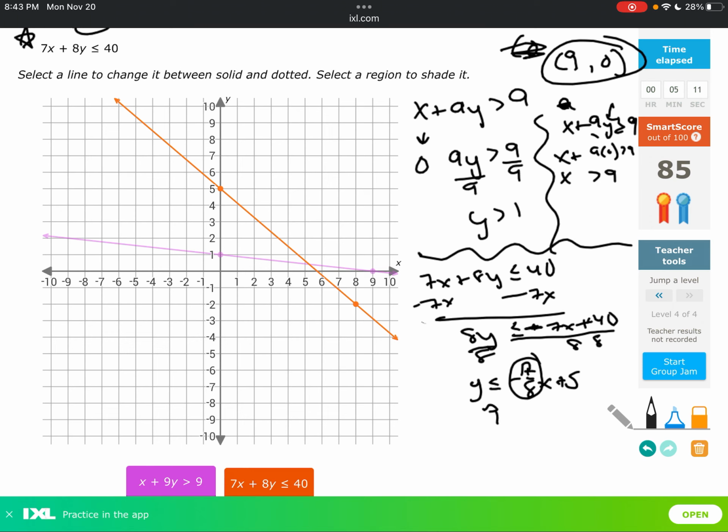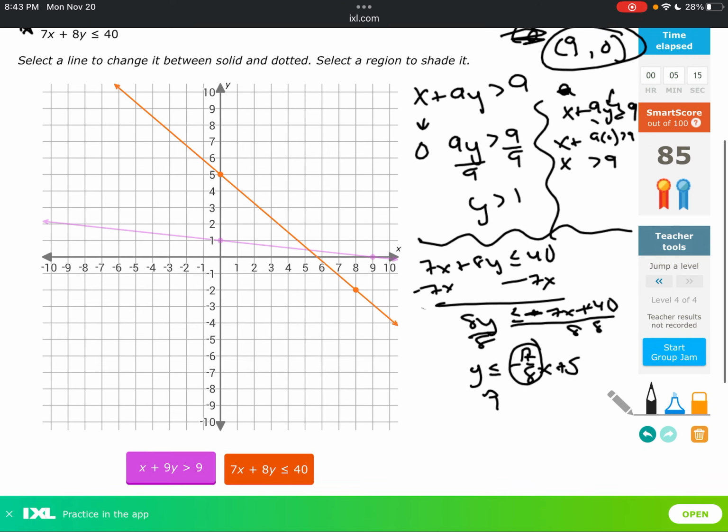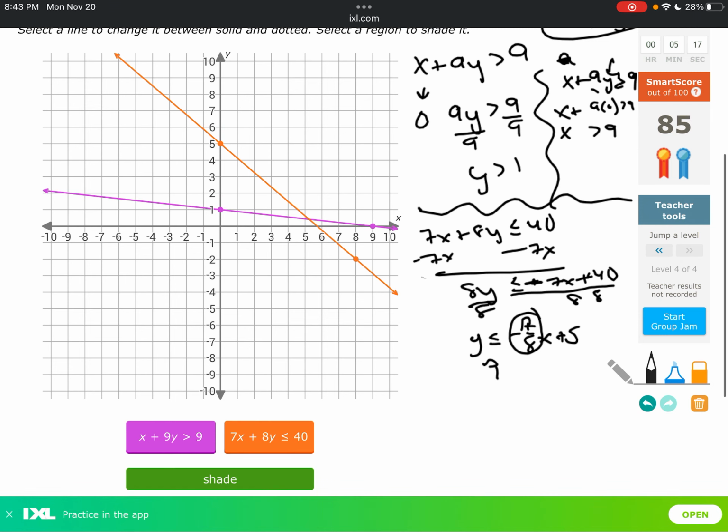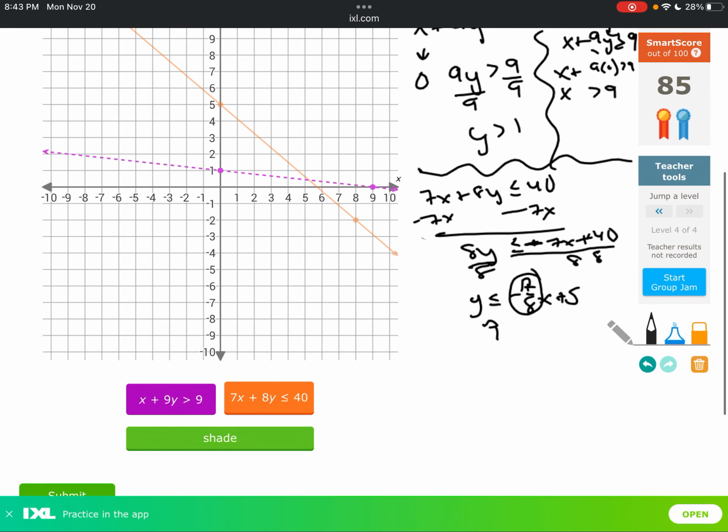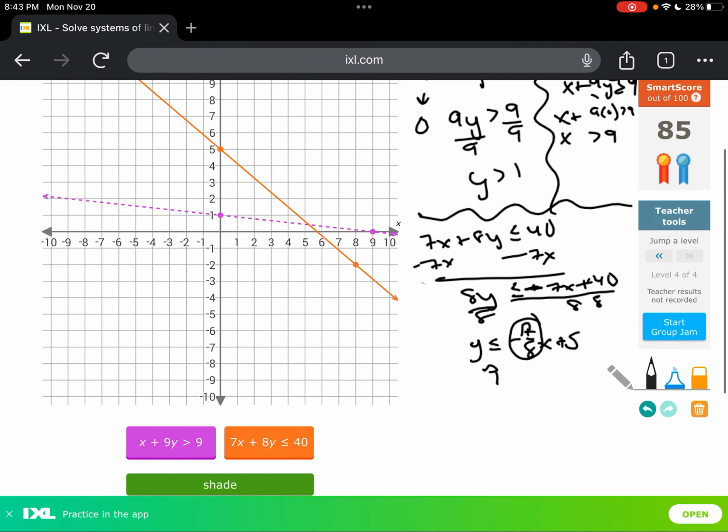So I know it's going to shade down. I also know that the purple line was going to shade up. So this purple line is open. When I'm shading here, I'm trying to shade above the purple line and below the orange line. So that would be here.